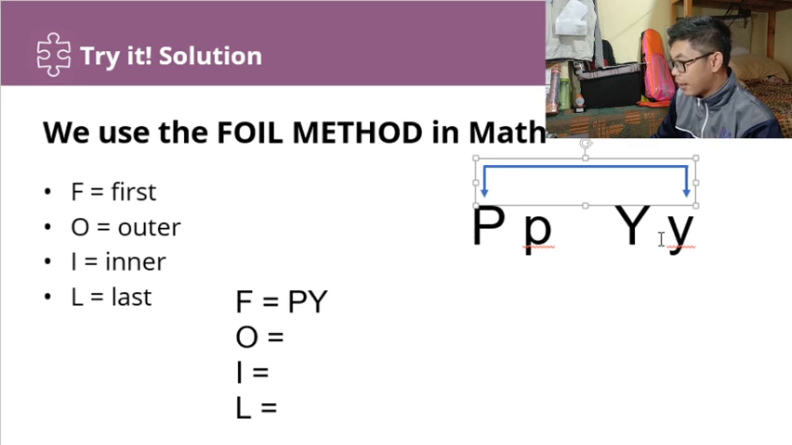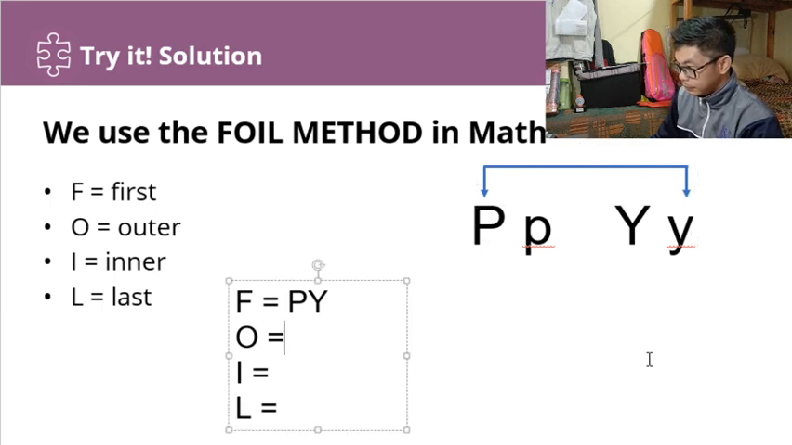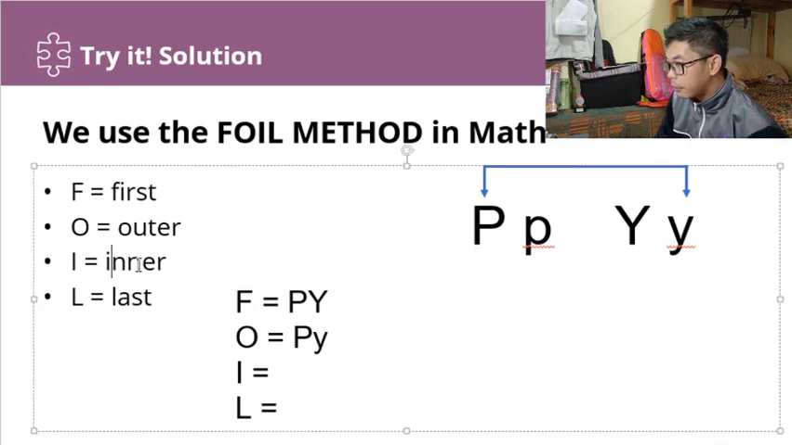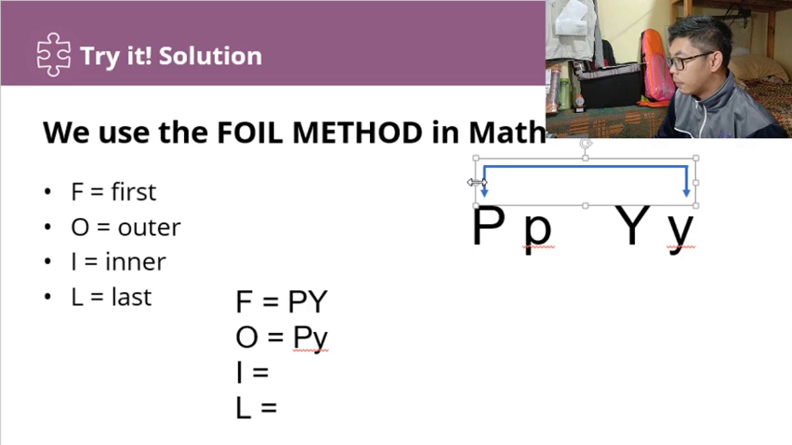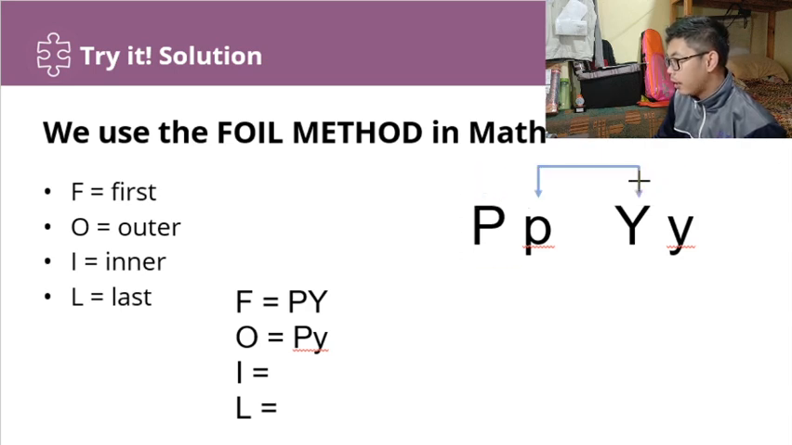Yung pinakauna dito at pinakadulo dito, yung pinakalabas. So, ano yan? We have a capital P and a capital P and a small y. Tapos, sabi naman, inner. Si inner naman, pag-usapan natin yung loob. Alright, so that would be this one and this one.